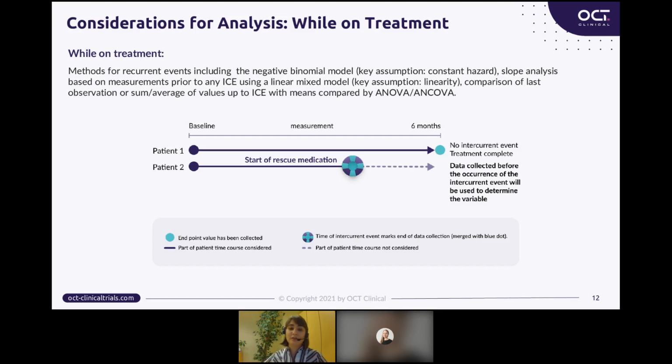While treatment strategies are used when the rate of an event or outcome is constant. Applicable methods include negative binomial model for recurrent data, which assumes constant hazard over time, or a linear model with random effects for slope and intercept applied to measurements obtained prior to the intercurrent event. Another option could be to analyze change to the last value or average of values prior to the intercurrent event. Using the last value yields no missing data. When using average responses, intermittent missing data could be imputed, for example, using multiple imputation.